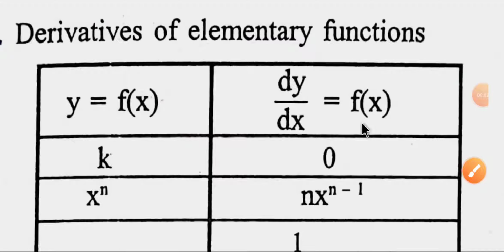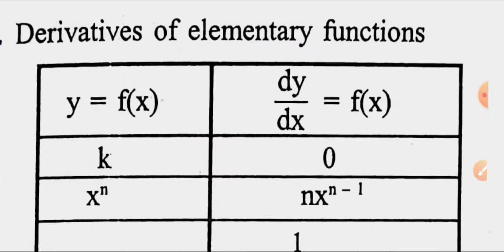Hi friends, in this video we study about differentiation. So you have already studied in first PUC what a derivative is, the derivative of some basic functions, and examples solved on rules of differentiation.